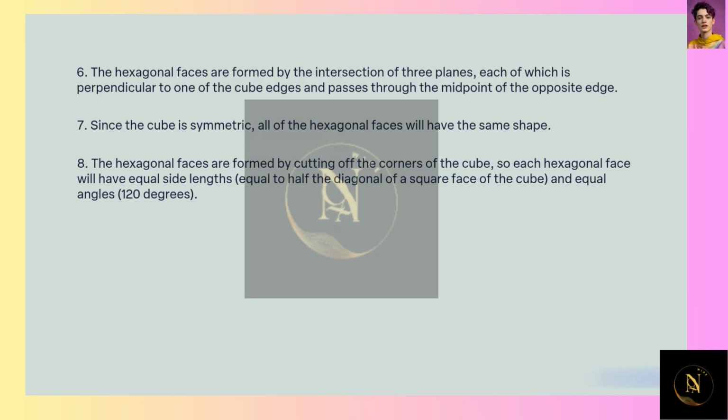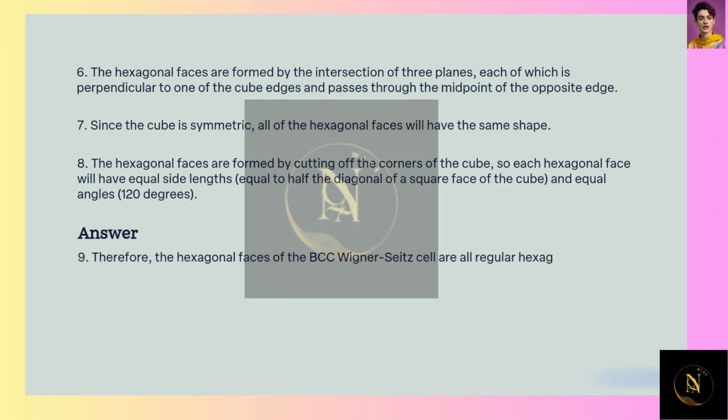8. The hexagonal faces are formed by cutting off the corners of the cube, so each hexagonal face will have equal side lengths equal to half the diagonal of a square face of the cube and equal angles 120 degrees. 9. Therefore, the hexagonal faces of the BCC Wigner Seitz cell are all regular hexagons.